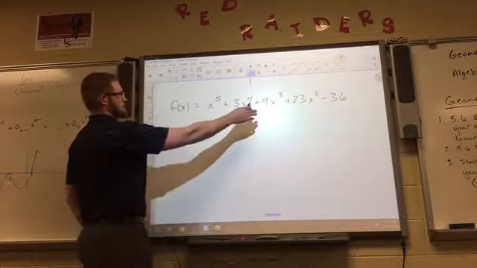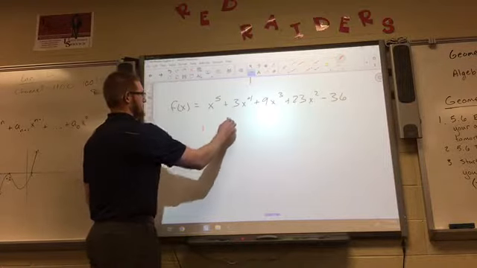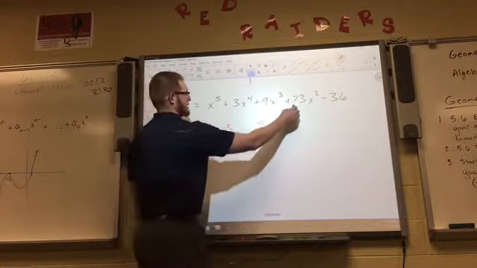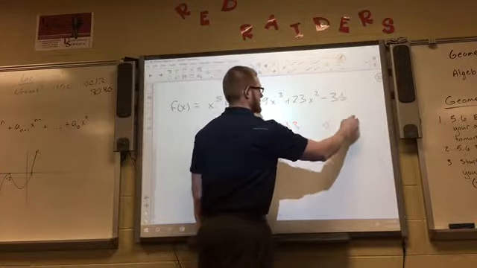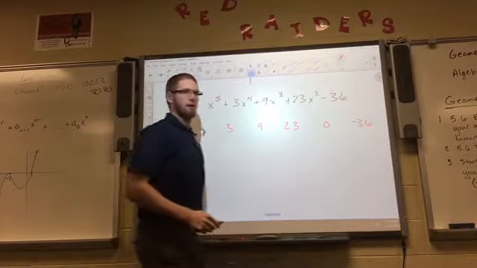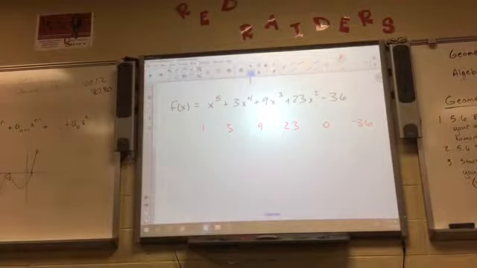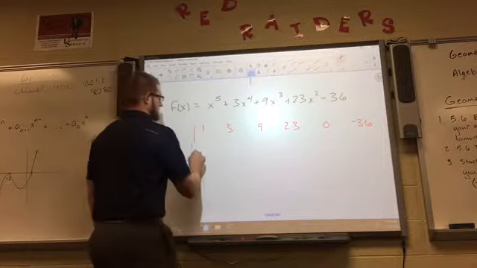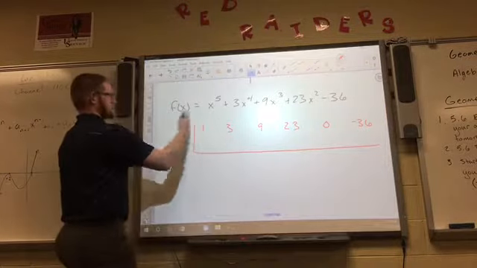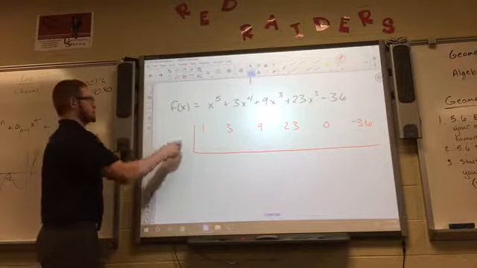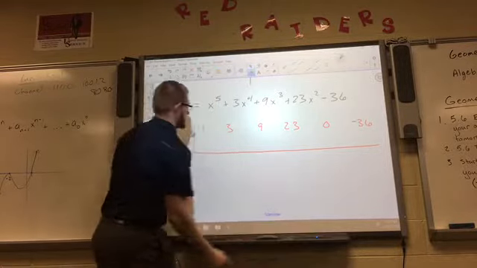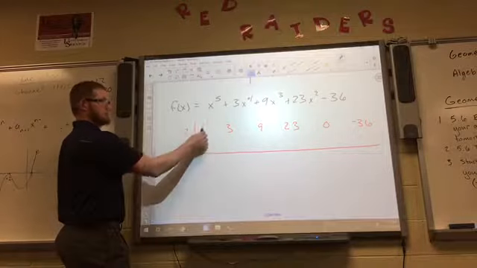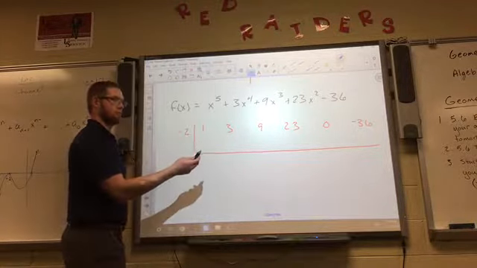So when I do this in synthetic division, I have a 1, a 3, a 9, a 23, a 0, and a negative 36. Got to be careful of that. They are missing the x to the first in that problem. So when I set up my synthetic division, on the outside we said we're going to test what first? Negative 2. Or 1, it doesn't really matter. So when I do this, you're going to have to do them all eventually. It's not going to matter.